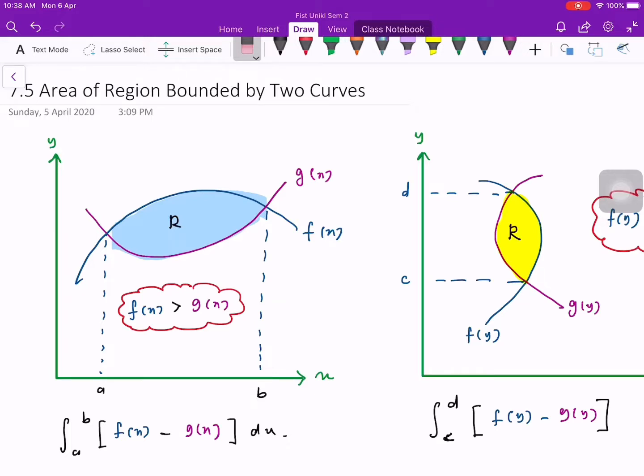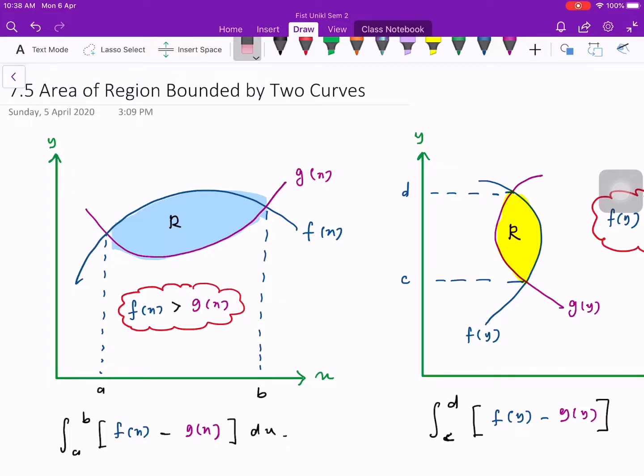Kita sambung lagi berkenaan dengan integrations, topic of integrations. So kita sambung still topic 7.5 area of region, but in this case kita nak tengok area of region which bounded by two curves. Baik, saya ada example 1, example 2 illustrated in the diagram. So kita refer the first diagram.